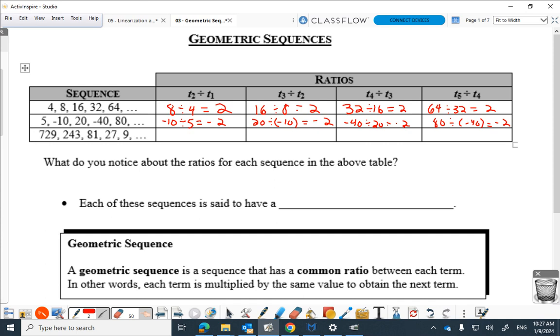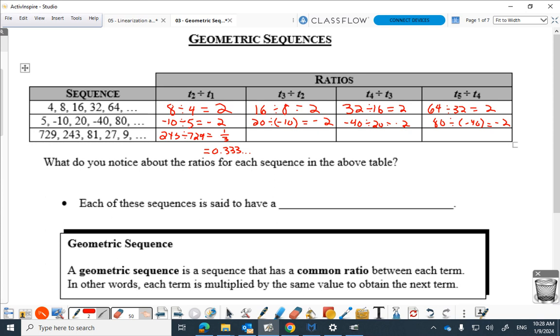243 divided by 729. If you type that in your calculator, you either get 1/3 or 0.333 repeated. Still considered a geometric sequence as long as I get the same every time. It just happens that it's a fraction this time. Should I use the fraction or the decimal? Well, that depends on how accurate you want to be. Most times here we actually just go to the decimal. That's fine, but know that that's out there. We may have to use the fractions sometimes.